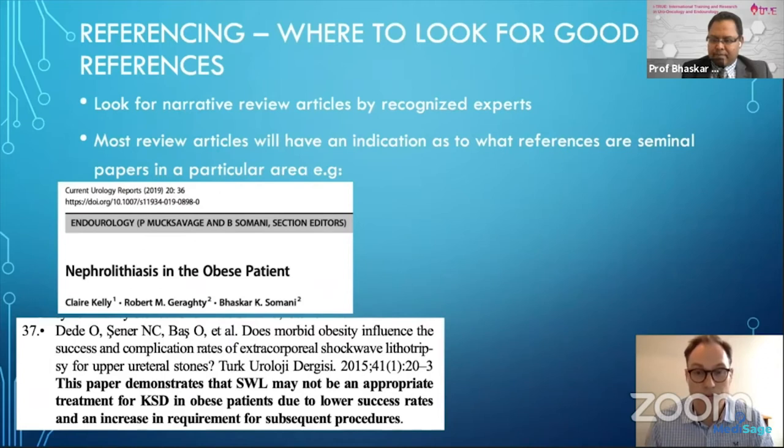In most narrative reviews, key references are highlighted. In this case, with a bullet point and a short sentence on why it is a key paper. So that's all I'm going to say on referencing.